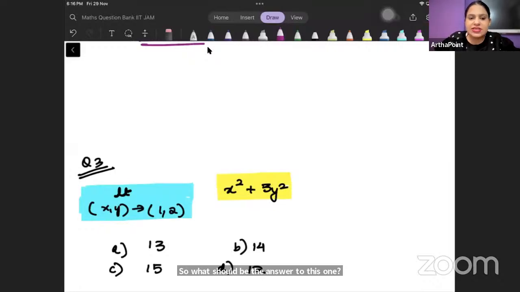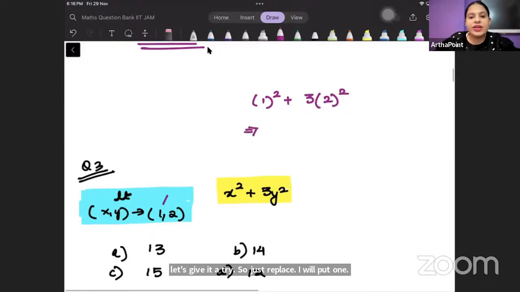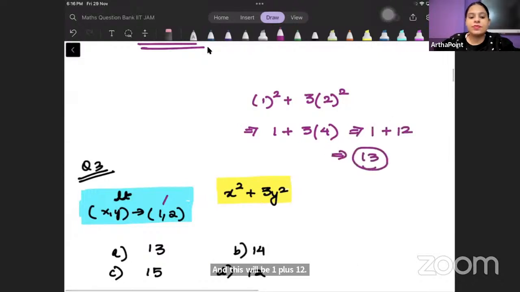So just replace x की जगह पे I will put 1 and y की जगह पे I will plug in 2. So I will get 1 plus 3 into 4, and this will be 1 plus 12. So this will be 13. So yes, all of you are correct. The correct answer to this question will be A, that means 13. That is the correct answer.